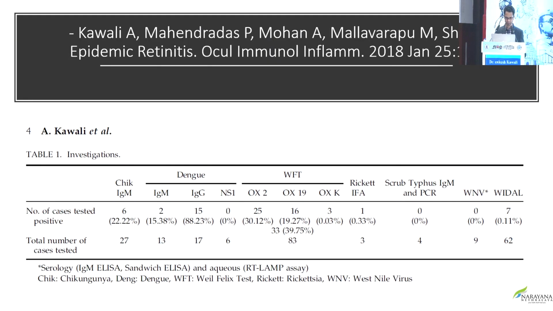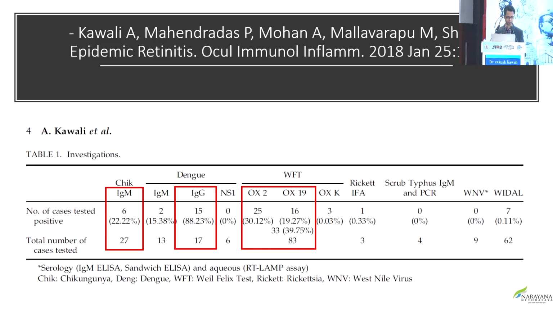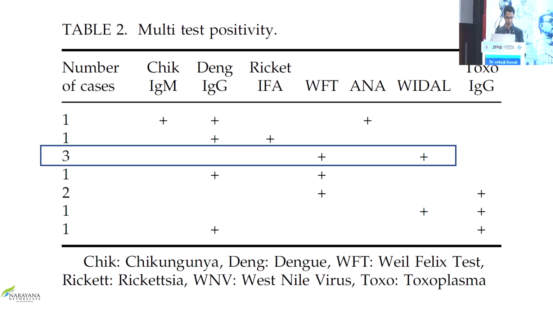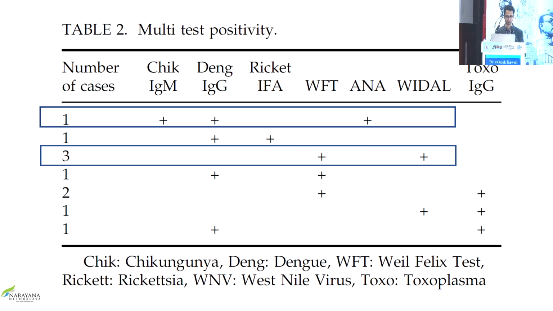So next was our largest series of epidemic retinitis, in which we noted that most of our patients tested positive for Weil-Felix test, followed by IgG dengue, and followed by chikungunya. We also noted in this series that many patients had multiple positive investigations, like a patient tested positive for Weil-Felix as well as for Vidal. Some patients were positive for chikungunya IgM as well as showed very high titers of dengue.